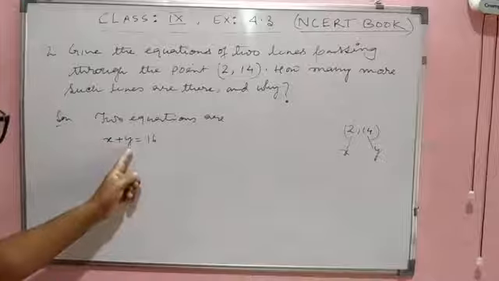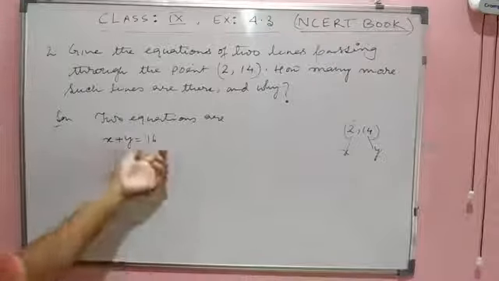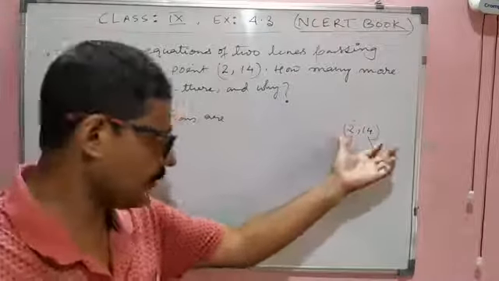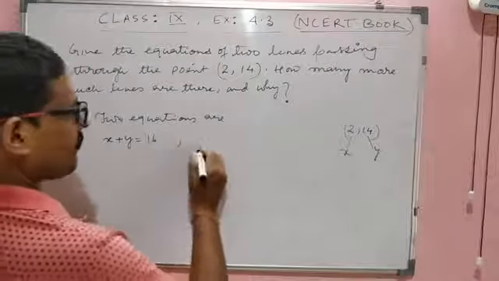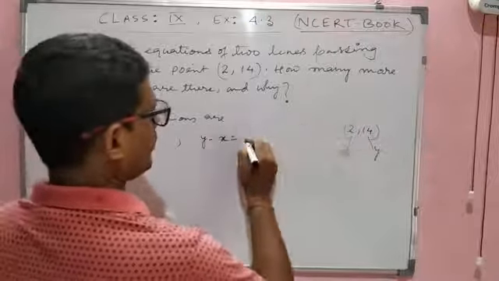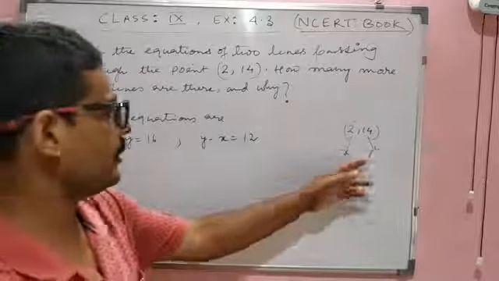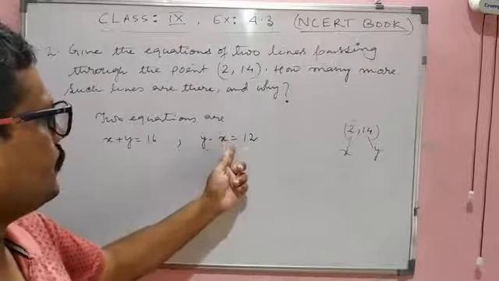If we put the value of x and the value of y here, 2 plus 14 equal to 16, so x + y = 16. This is an equation passing through this point. That means this point will satisfy this equation. The next one, suppose y minus x equal to 12. So this is also another equation. If I write y minus x, y is 14, x is 2, so 12.